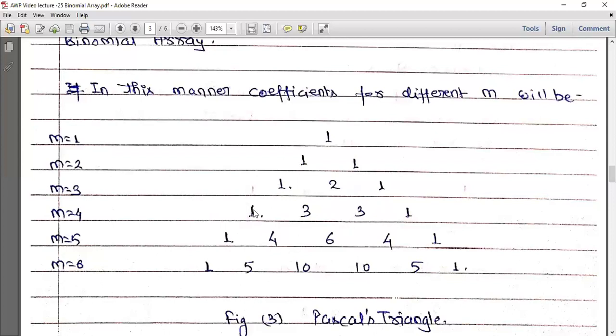Similarly for the next row, 1 plus 3 gives 4, 3 plus 3 is 6, 3 plus 1 is 4, and 1s on the ends. Then 1 plus 4 is 5, 4 plus 6 is 10, 6 plus 4 is 10, 4 plus 1 is 5, and 1 on the ends. Later on, at the ends you have 1, and 1 plus 5 is 6, 5 plus 10 is 15, 10 plus 10 is 20, 10 plus 5 is 15, 5 plus 1 is 6, and 1s on the ends.